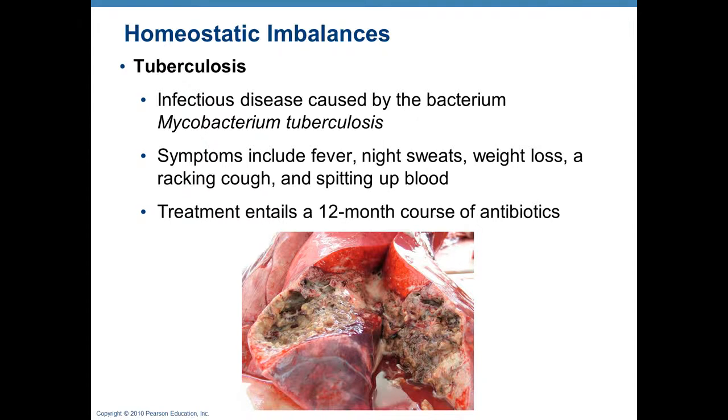Another homeostatic imbalance, tuberculosis. Tuberculosis is an infectious disease that's caused by a bacterial organism called Mycobacterium tuberculosis, which you'll learn about when you take microbiology. This is nasty, and there's some risk that this is going to start becoming more of a problem in the United States again, because there are strains of this type of bacterium that have become resistant to a lot of drugs that were typically used to treat it. So it's something we're going to have to be careful about.